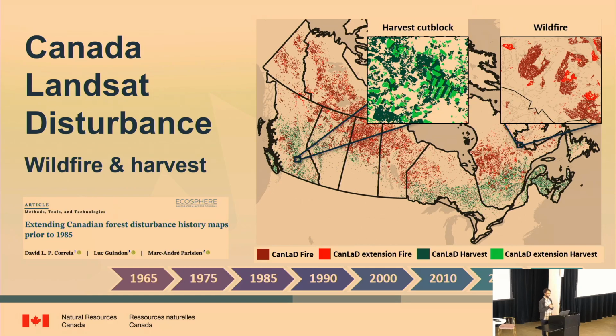A couple of years ago, we decided to try and detect fire and logging up to 20 years before the beginning of our time series. We're using Landsat, so it begins in 1985 onwards, and we managed to detect some of the fire and logging before that started. As you can see here in the light red, we have the new fires we detected from before 85, and in light green, we have the harvest cut blocks that we've also detected from before 1985.